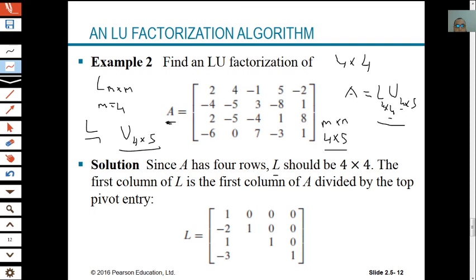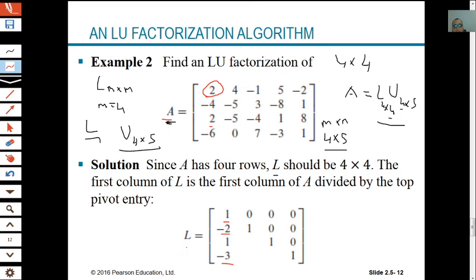Okay, first we need to find the first pivot position of the matrix A. The first pivot position is 2, which is located in the first row. So we should get 1 for 2. To get 1, we divide this number by 2. And we apply the same operation for the other entries in the first column. We divide 2 by 2, we have 1. Minus 4 becomes minus 2 when we divide by 2. 2 becomes 1 and minus 6 becomes minus 3.